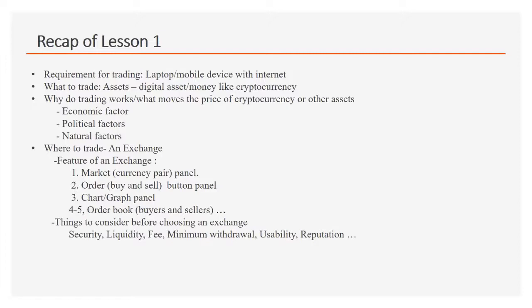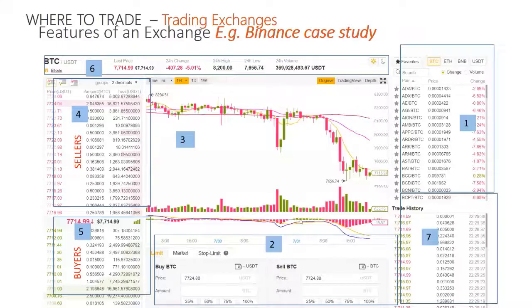Some of the major features there are the markets, the order book, the order button, which is the buy and sell button, and the charts. In the last lesson, we dwelled on markets, the buy and sell button, and the order book. So today we are picking up the charts or the graph panel. Concluding the last lesson, we talked about the things to consider before you choose your exchange: the security, the liquidity, the fee they charge you for transactions, the minimum withdrawal, the usability, as well as the reputation of the exchange.